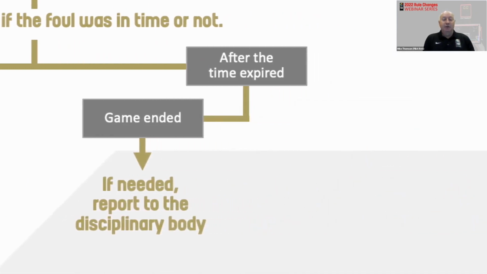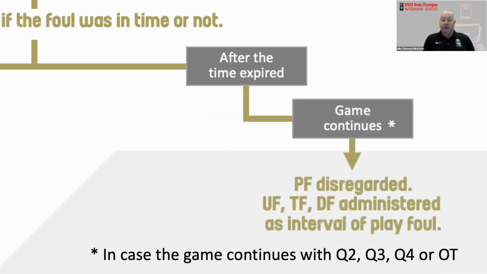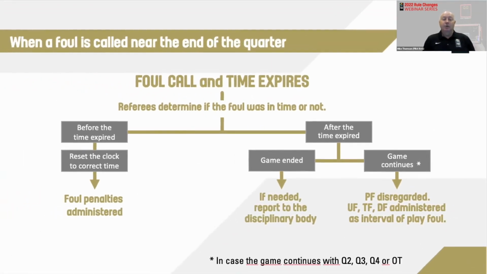On the right-hand side of the slide, if the referees determine the foul was not in time, so it was after time expired, if the game has ended, so the end of the fourth quarter or the overtime, the foul is not administered, but we may do the report. If it's the end of the first, second, or third quarter, or if indeed there will be an overtime played and the game will continue, the personal foul is disregarded if it occurs after the end of playing time, but we administer unsportsmanlike fouls, technical fouls, and disqualifying fouls as an interval of play foul. A very simple flow chart to help explain the rules.